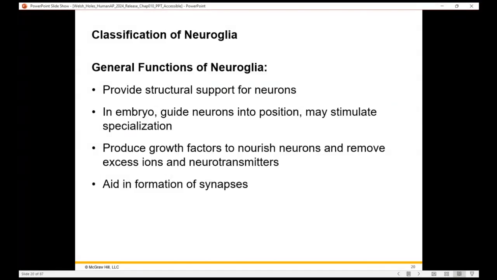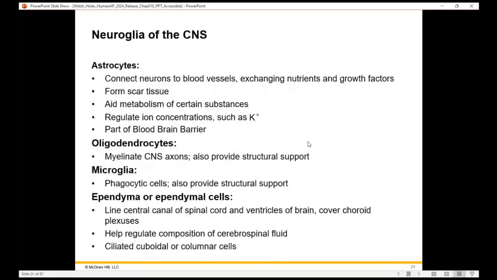And as we said, you also have neuroglia. These provide structural support for the neurons. In the embryo, they guide the neurons into position, and they might stimulate specialization. They produce growth factors to nourish neurons, and they remove excess ions and neurotransmitters. They aid in the formation of synapses.